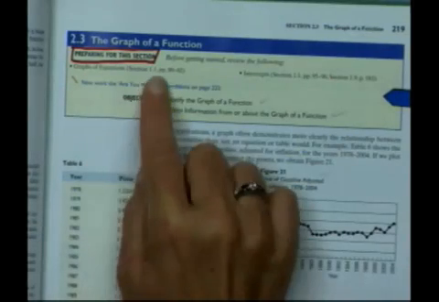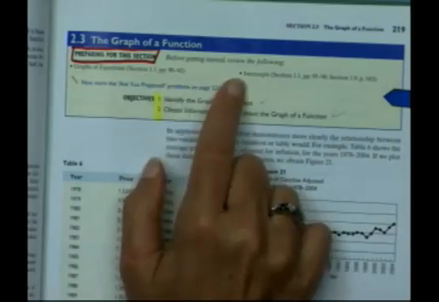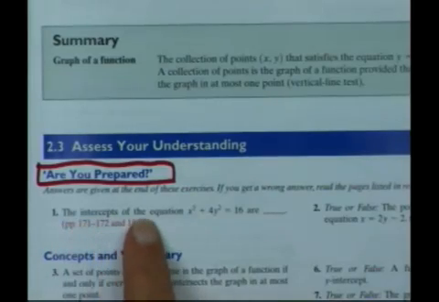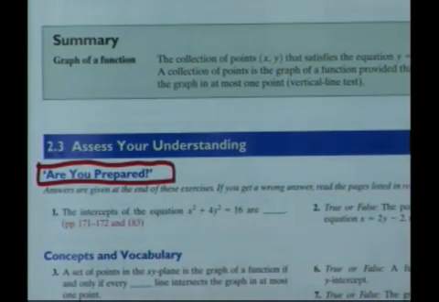Okay, we're ready to start in 2.3, the graph of a function, and as always, I think it's a good idea to make sure that our algebra is good. So we're going to return to the back of 2.3, preparing for this section, and we have a couple questions. They should go pretty fast, and I will read them to you. So, the first one. The intercepts of this equation are, let's do this orally together.